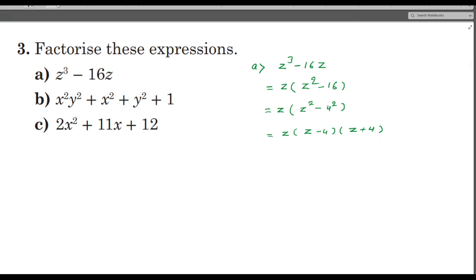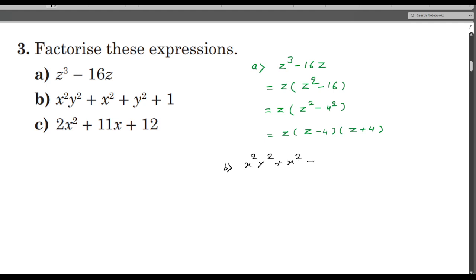Fine. Okay, let us do the second question, B. So B question, it is x square y square plus x square plus y square plus 1. Now what I observe is that if I take x square common over here, okay, so your observation is very important. You will have y square in the first place and 1 in the second place. And here you see it is y square plus 1 only. So write y square plus 1.